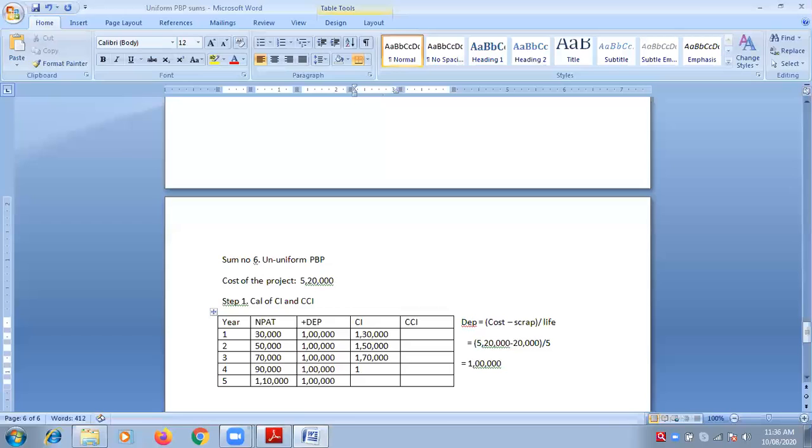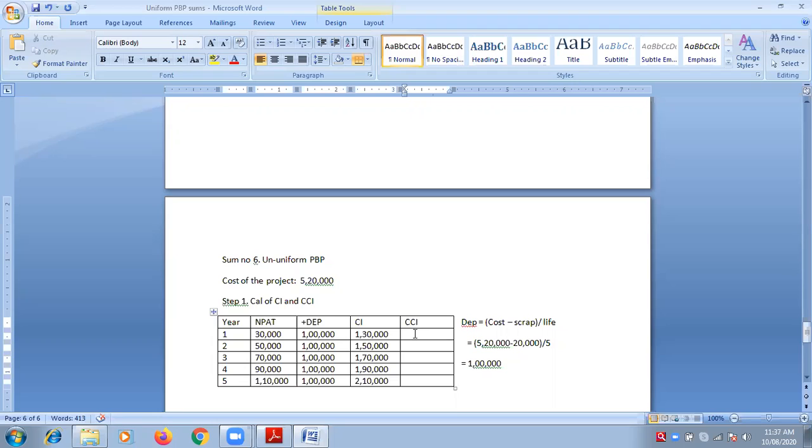Next, 1,90,000 as CI. And the last one would be 2,10,000 as CI. I'm just adding net profit into depreciation, nothing else. This column has to be added with this column. So I will get CI as my new column. Okay, this is what I need. No, this first step is CI. Right now I am calculating CI.